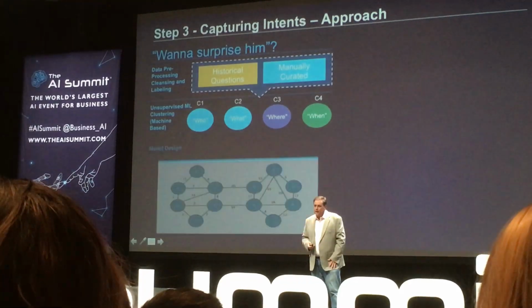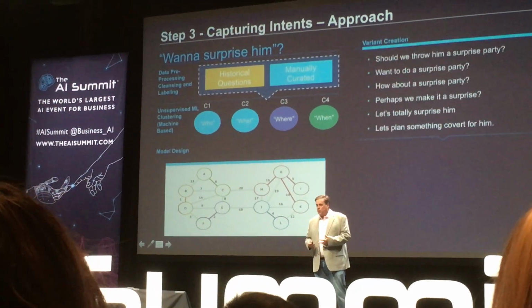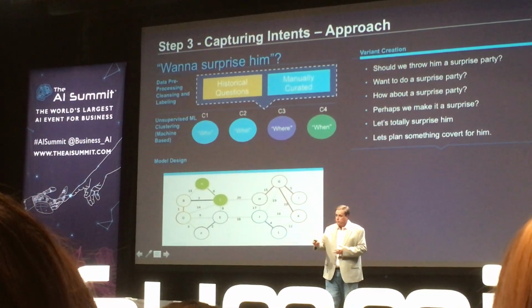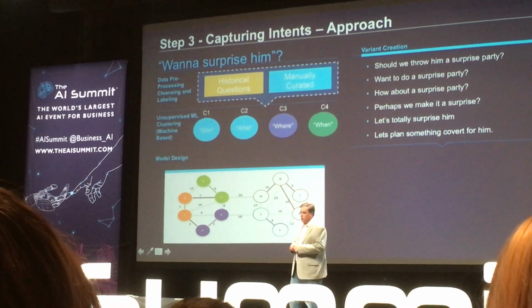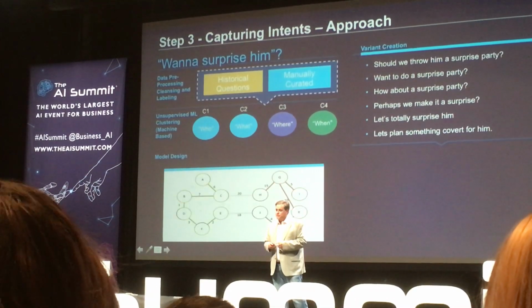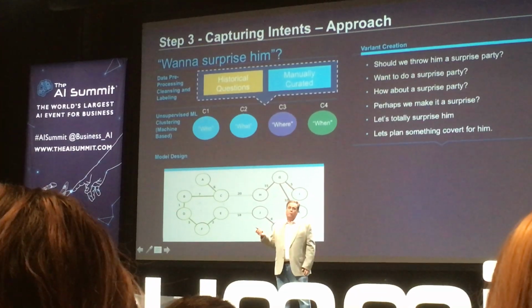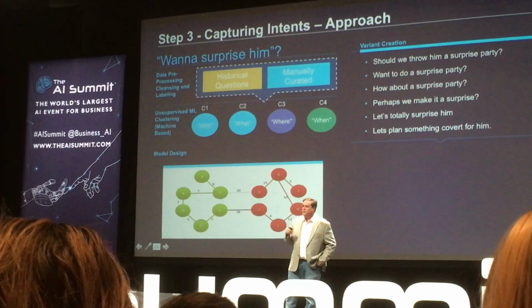Who, what, where, when, why. Again, I create my model. I build that model. I go ahead and say, well, there's variants of should we throw him a surprise party? Want to do a surprise party? How about a surprise party? Perhaps we make it a surprise. Let's totally surprise him. Let's plan something covert for him. By the way, when we look at our intents for our call service stuff, it's about 65 to 1.